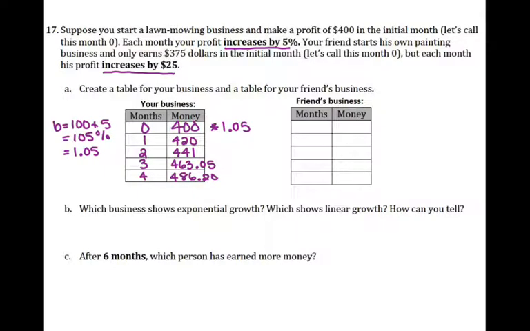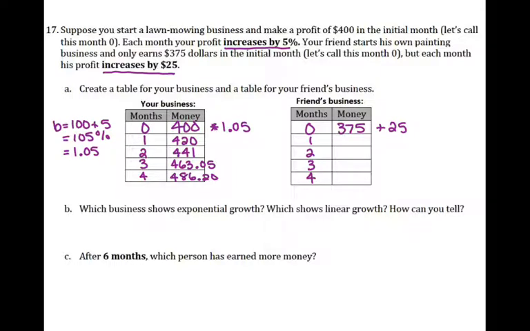Now let's talk about my friend's business. My friend's business starts with $375 in the first month, the initial month, month 0. So $375. And each month after that, their profit increases by $25. So what's happening here is I am adding $25 each time. When I'm adding the same number every single time, that represents a linear function.